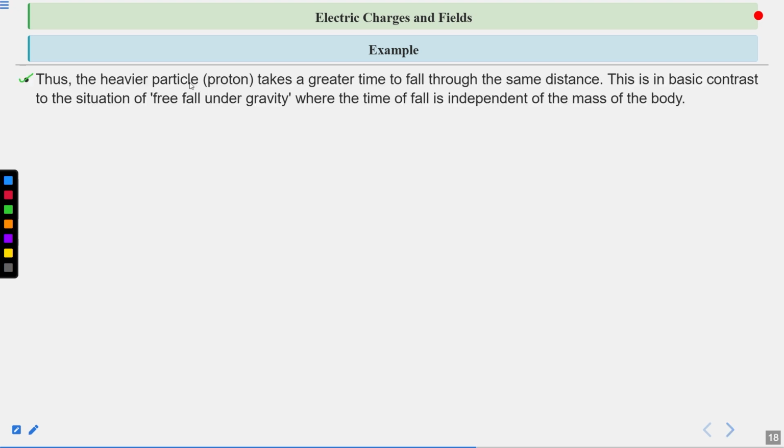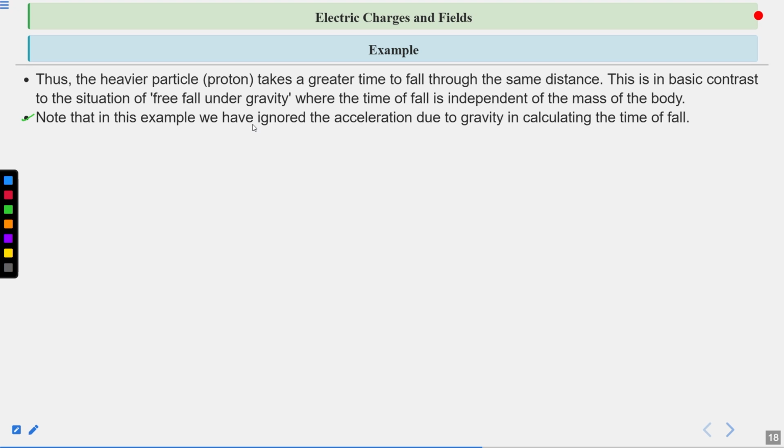Thus, the heavier particle, the proton, takes a greater time to fall through the same distance. This is in basic contrast to the situation of free fall under gravity, where the time of fall is independent of the mass of the body. This is an important point. Time is independent of the mass of the body.